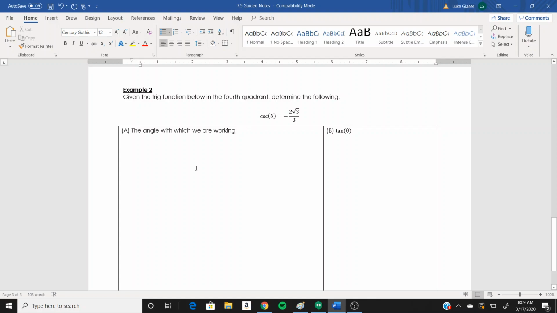It says, given the trig function below in the 4th quadrant, and that's very important. All right, that's very important right there. Can I draw? Oh, I can draw. Heck yeah.